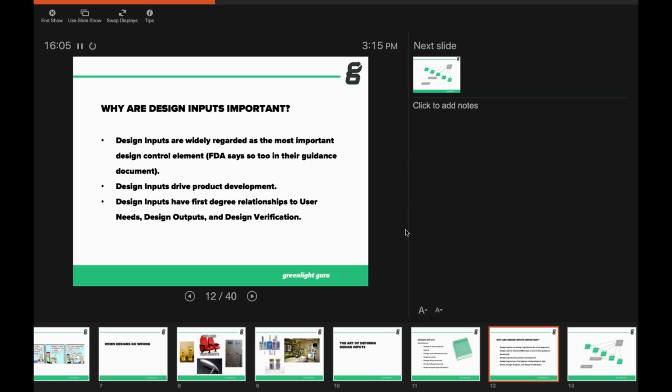Design inputs are going to drive what you do from a product development standpoint. They're going to shape or influence how developers will design, develop and interpret your product. It doesn't matter if it's a mechanical device or electronic device or software. The design inputs are key to that development effort and eventually key to that product that you're going to bring to market.